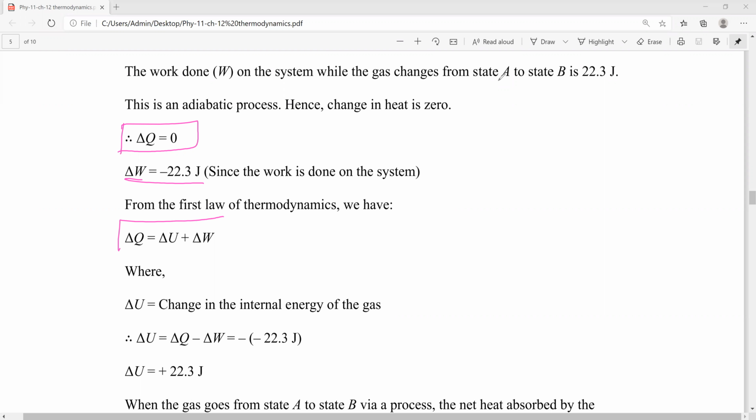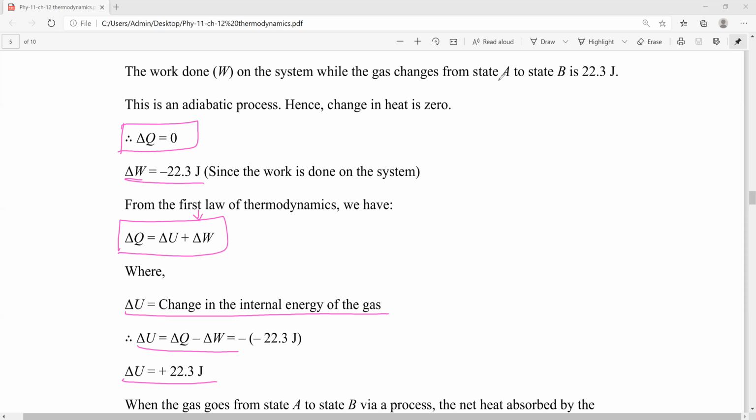So from the first law of thermodynamics we write the formula delta Q is equal to delta U plus delta W. Delta U is nothing but the change in internal energy. Delta U is nothing but delta Q minus delta W, so we can write this, and delta U comes to the value 22.3 joules.